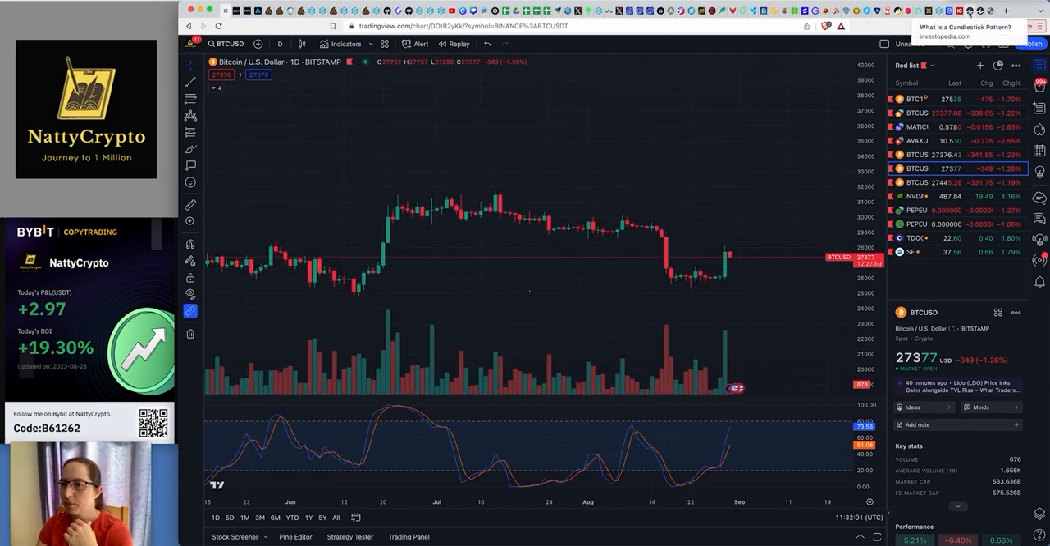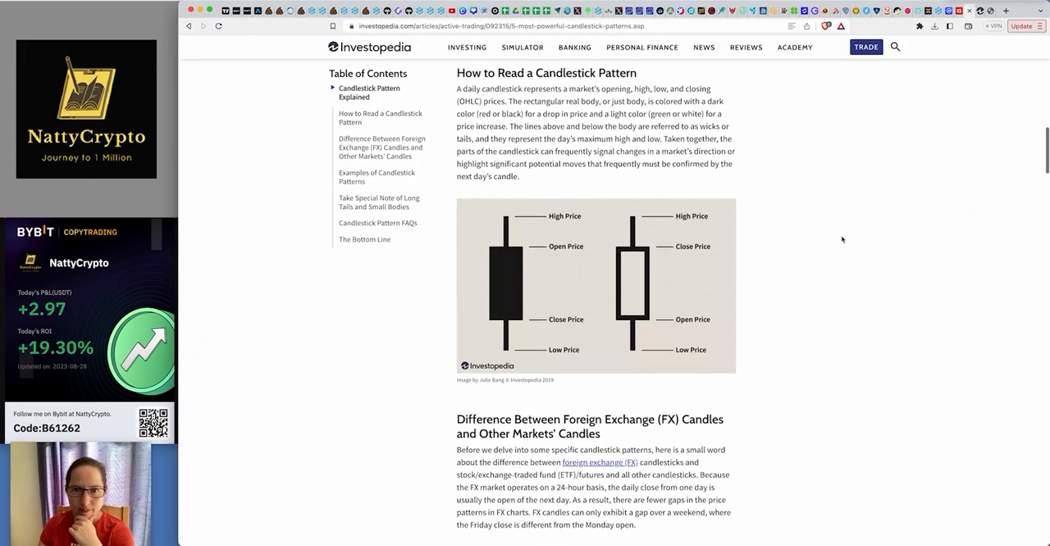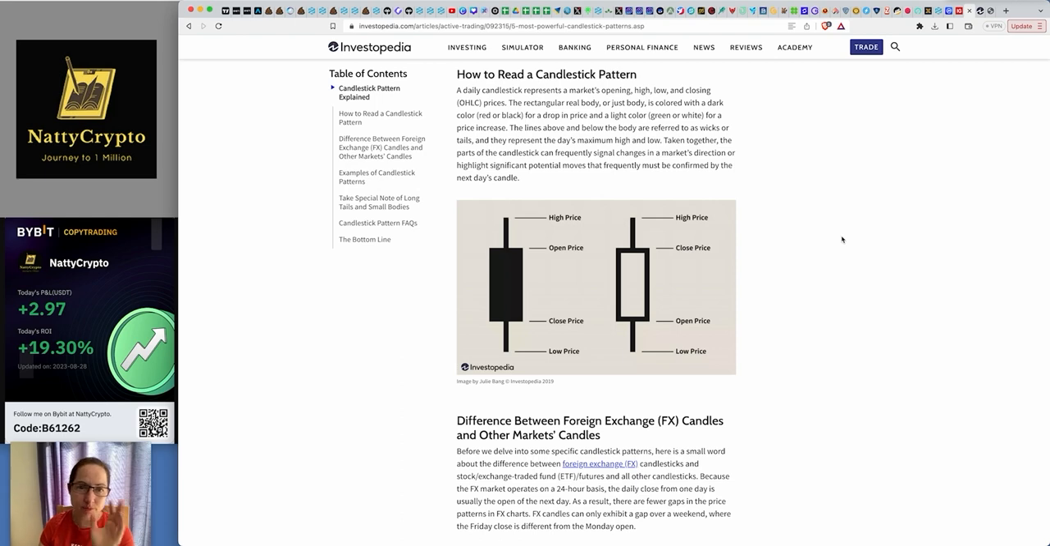I think I took one up here on candlestick patterns. Here we go. Right, let's scroll down. How to read candlestick patterns is a very good tool on Investopedia. I will copy and paste this onto the video description below, just to help you if you want to go and have a look at it for yourself. So a daily candlestick represents a market's opening, high, low, and closing, as we know. And as you can see here, high price, open price, close price, low price.